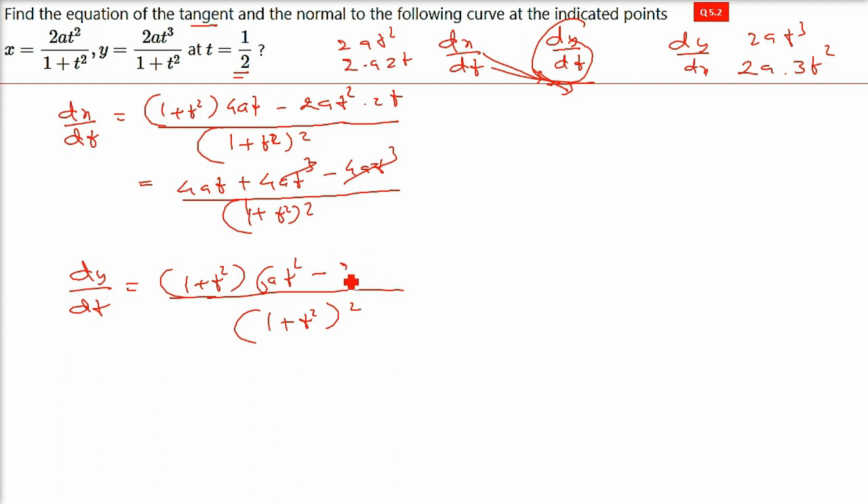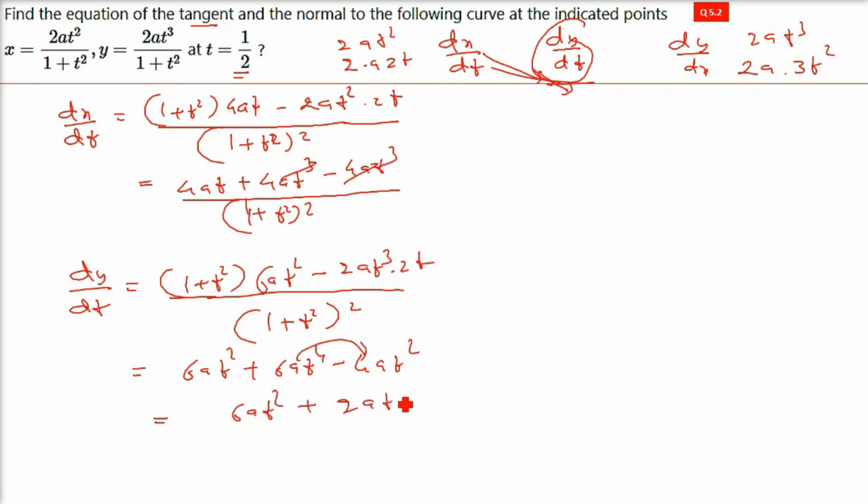Same thing. 1 plus t square is to be differentiated here now. 2a t cube will remain like this. 1 plus t square differentiation will be 2t. So just rearrange this: 6a t square plus 6at raised 4. Here you have 4a into t to the power 4. So 4a t to the power 4. And this 6a t raised 4 minus 4a t raised 4 will be 2a t raised 4. So 6a t square plus 2a t to the power 4, divided by (1 plus t square) whole square.